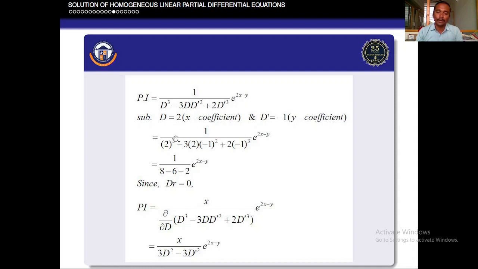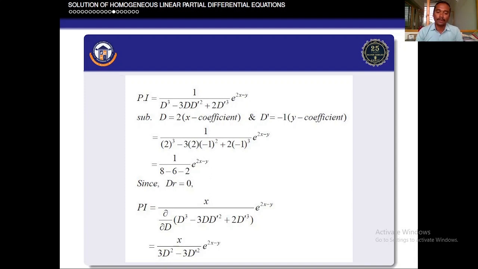So the above PI value is equivalent to 1 divided by 2 cube minus 3 into 2 into minus 1 whole square plus 2 into minus 1 whole cube. So it's reduced to the form 1 divided by 8 minus 6 minus 2 into e power 2x minus y. That is 1 by 0. Here the denominator value equals 0. So it gives PI value as infinity. So it is meaningless.